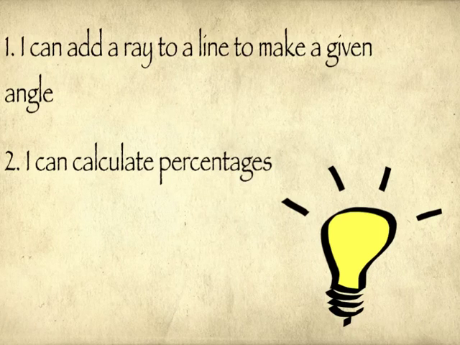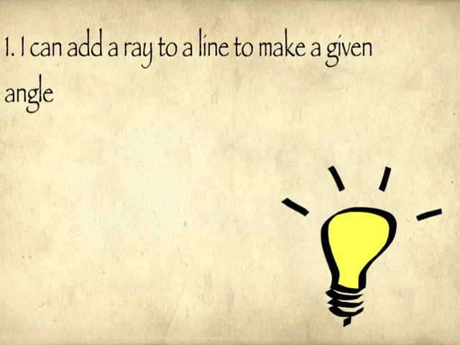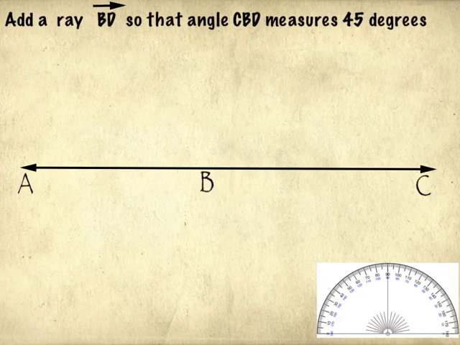So today we're going to add a ray to a line to make a given angle and calculate percentages. We'll start by adding rays to lines to make a given angle. A ray is a line that's coming off another line to make an angle.